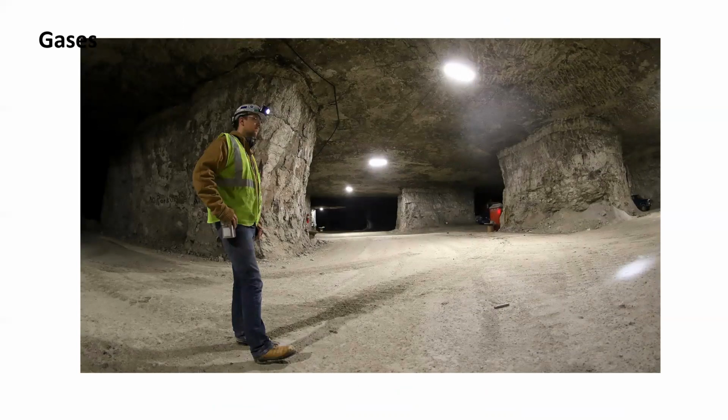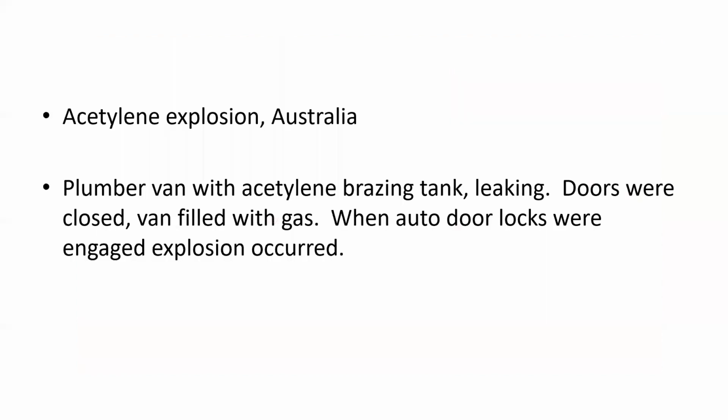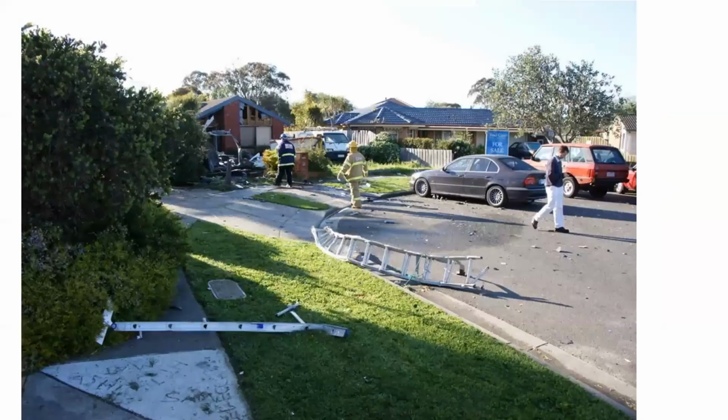As an example of the detrimental effects of a gasoline or gas type explosion, we're going to look at an acetylene explosion in Australia. This is a plumber's van who had an acetylene brazing tank that was leaking. The doors were closed, the van then filled with gas, and when they used the auto door lock feature, it exploded. Well, let's see what it looks like. Ooh, not so good. Hope he had good insurance.